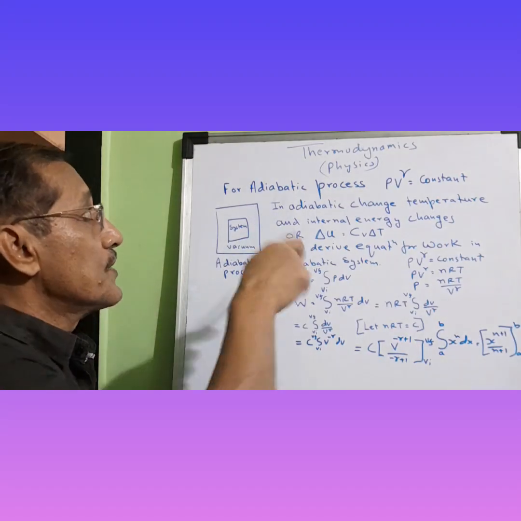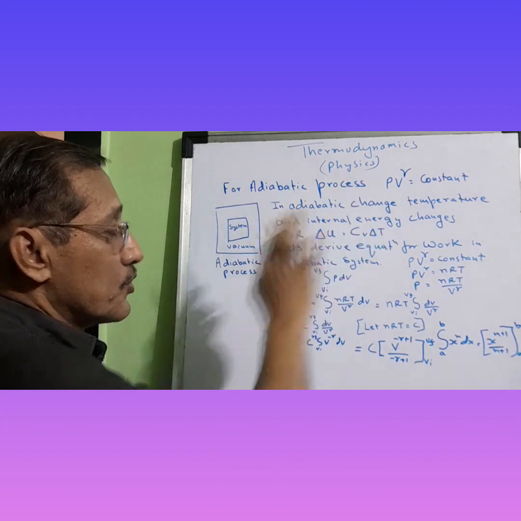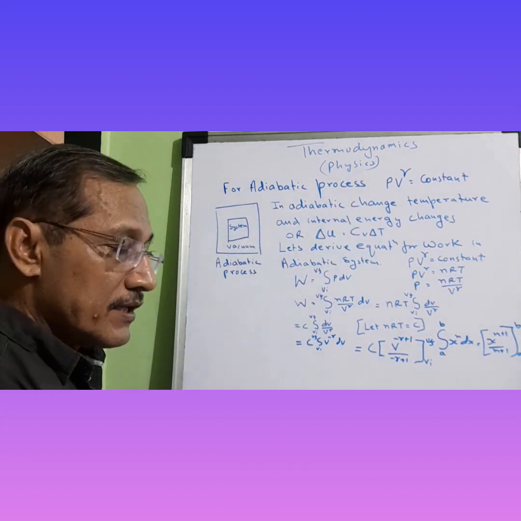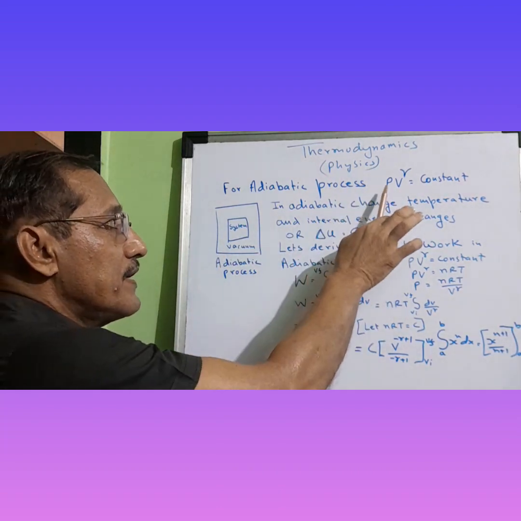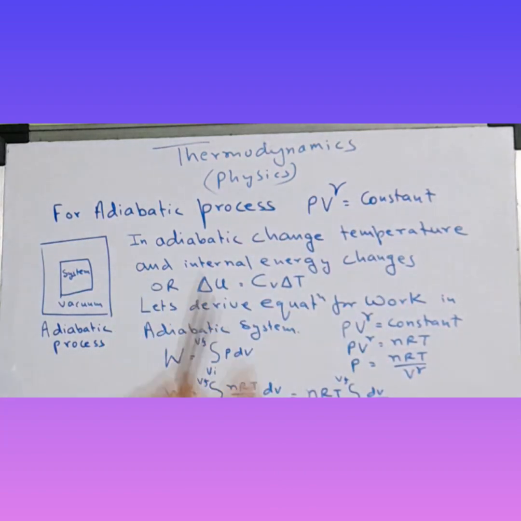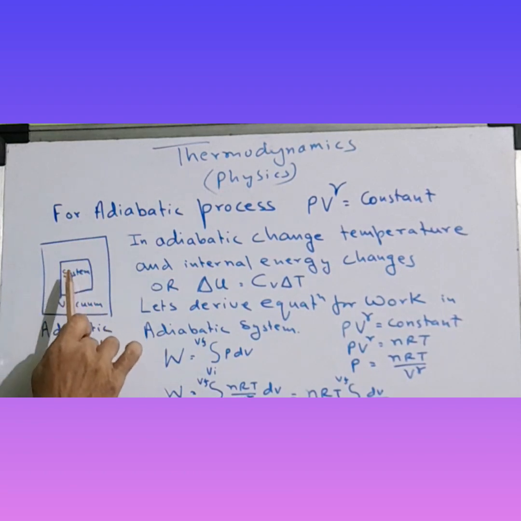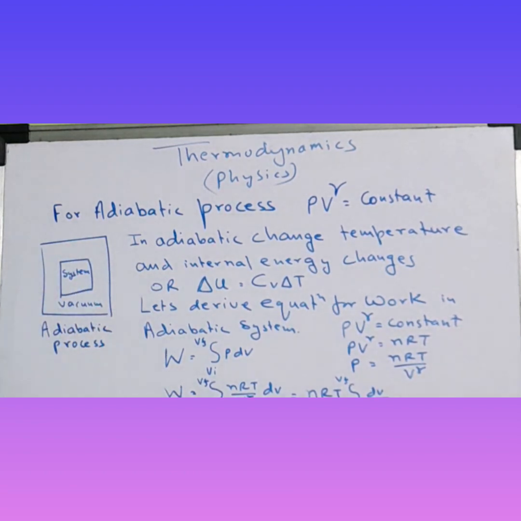Hi guys, in this video we are going to talk about thermodynamics physics again, for the adiabatic process. Now for an adiabatic process we know PV raised to gamma is constant, whereas in the case of an isothermal process we knew that PV is equal to constant. So in an adiabatic change we know the system is not surrounded by anything, it's vacuum.